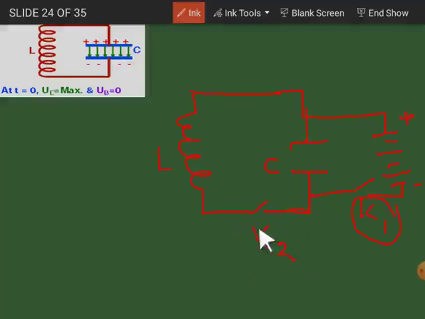When K2 is closed, the fully charged capacitor will try to discharge through this inductor, and it will keep on discharging, charging, discharging, charging like that. It will keep on oscillating like this. That is why we call this LC oscillation, and in some textbooks it may be seen as LC tank oscillation, because just like water flows inside a tank, in that way it is also oscillating. Got it?